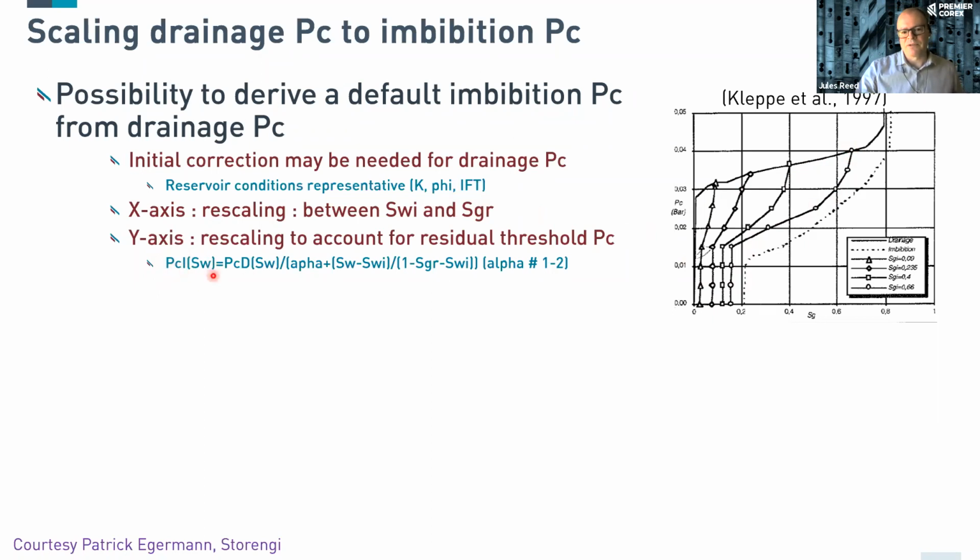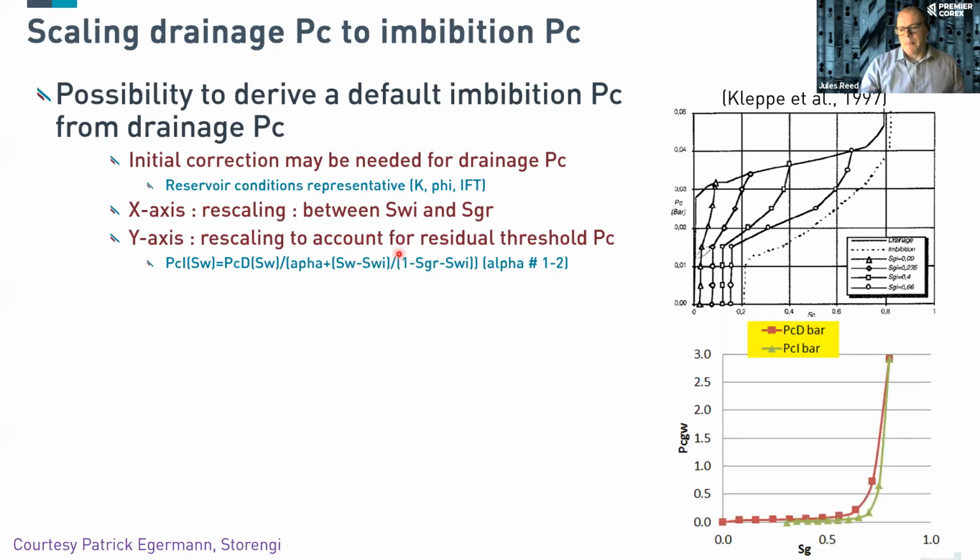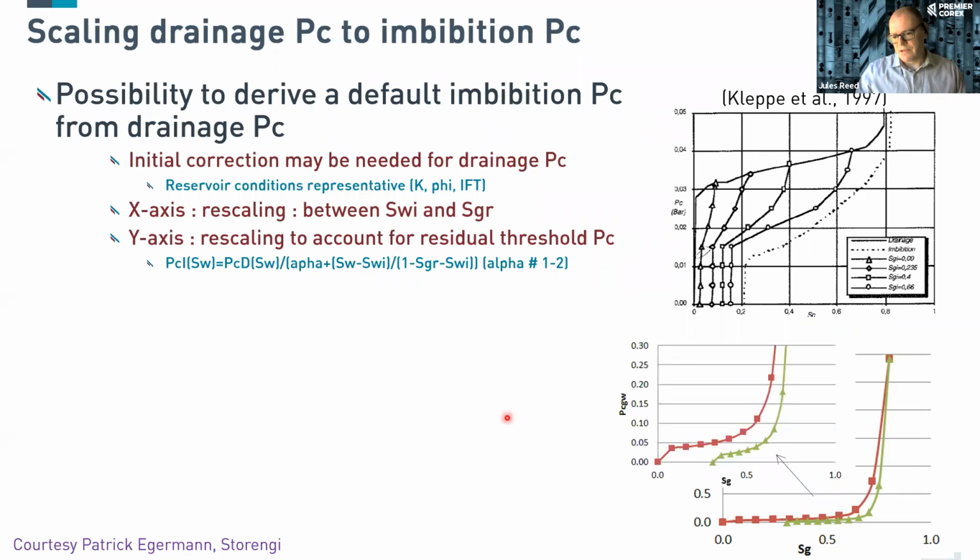So the imbibition saturation is a function of the drainage saturation divided by this term here, alpha plus SW minus my irreducible divided by 1 minus, and this is basically normalized saturation. And what that will do is provide you this imbibition curve compared to the drainage curve. This is just showing it on a new curve, and the difference here is trapped gas saturation.